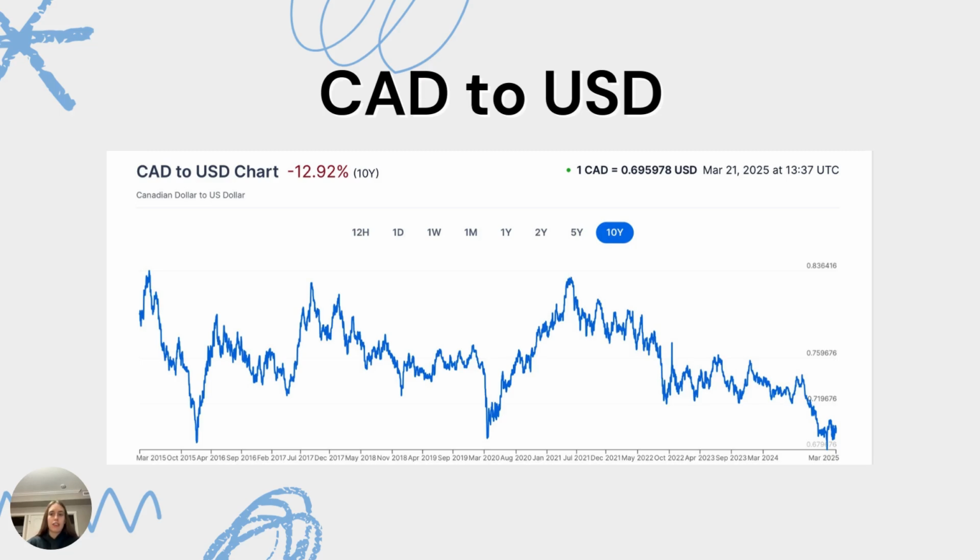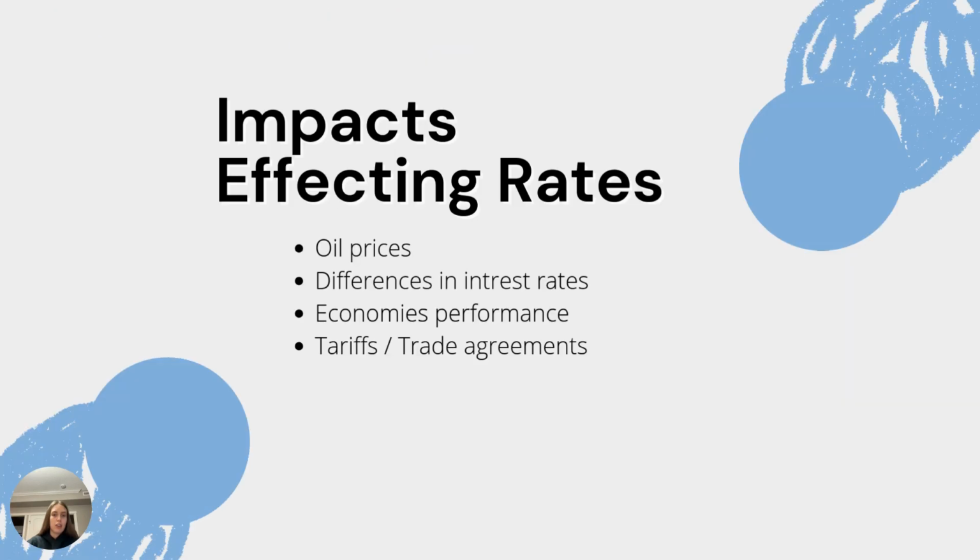This is a graph of the exchange rate between the Canadian dollar and the US dollar over the past 10 years. At the lowest points, the Canadian dollar was only close to 69 cents American. And at the peaks, the Canadian dollar was almost close to 83 cents American. We can see that it fluctuates quite a bit over the past 10 years.